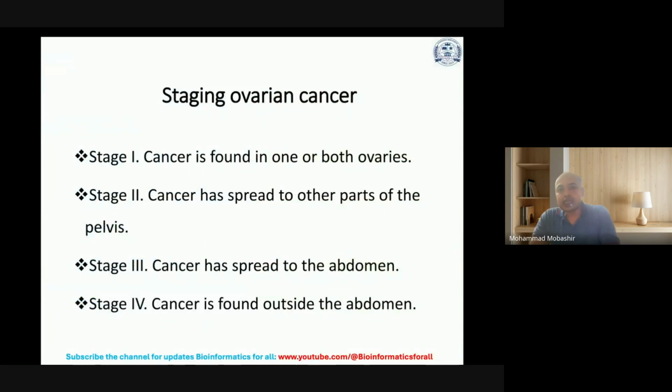Now, the stages of ovarian cancer are 1, 2, 3, and 4. In stage 1, cancer is found in one or both ovaries. In stage 2, cancer has spread to other parts of the pelvis. In stage 3, cancer has spread to the abdomen also. In stage 4, cancer is found outside the abdomen.